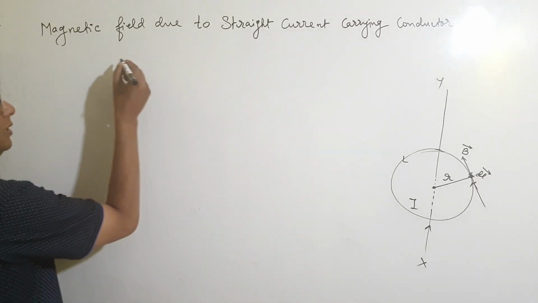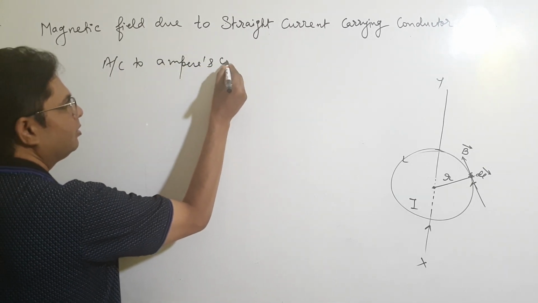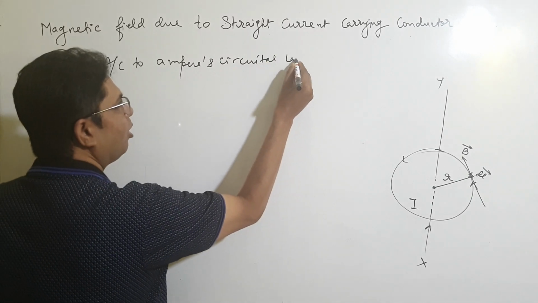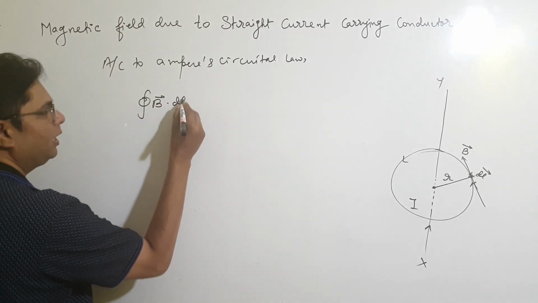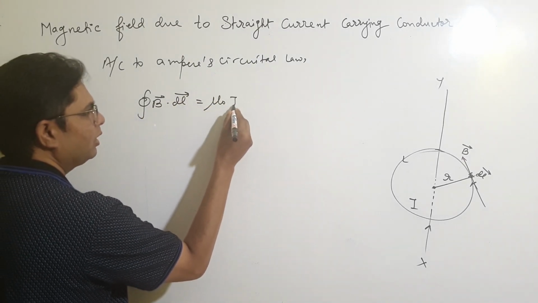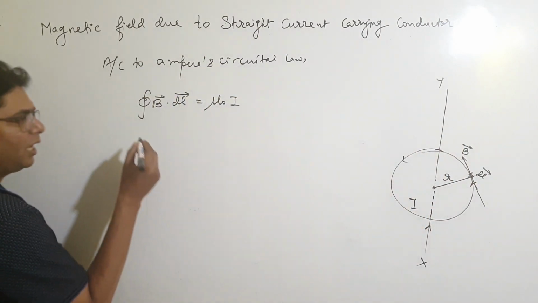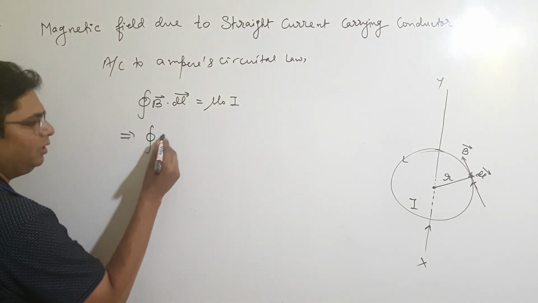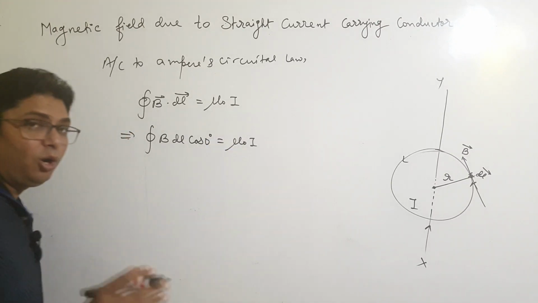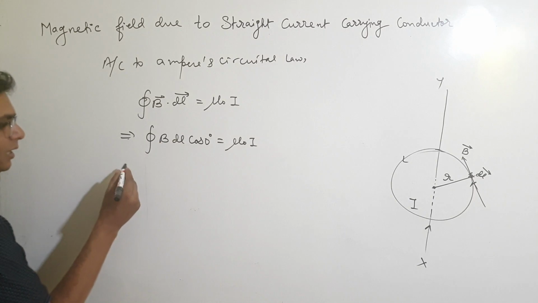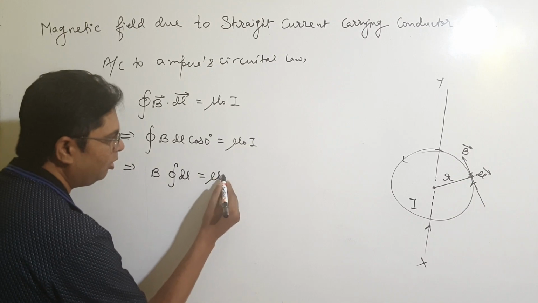Now according to Ampere's circuital law, you have closed integration B dot dl equals mu naught I total. As B and dl are along the same direction, the angle between B and dl is 0 degree. So you have B dl cos 0 degree equals mu naught I. Now let us take B outside. So you have closed integration of dl equals mu naught I.